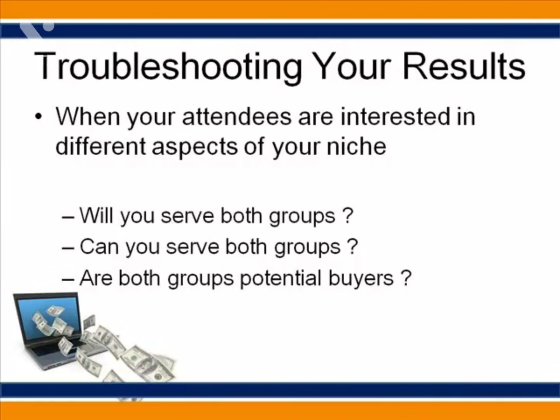Troubleshooting your results. But what happens if your research seems to bring conflicting results? For example, you discover that your target audience seems to firmly split into 2 distinct groups. A wants to know all about one aspect of your niche, while B is strictly concerned with another. This is the point where you will need to decide, are you going to serve both groups? Can you serve both groups? Are both groups potential buyers? Will they open their wallets in the future for the sort of information or product you plan to sell?